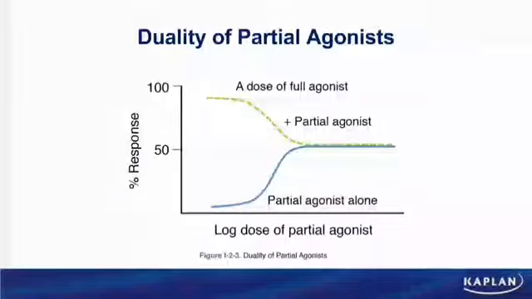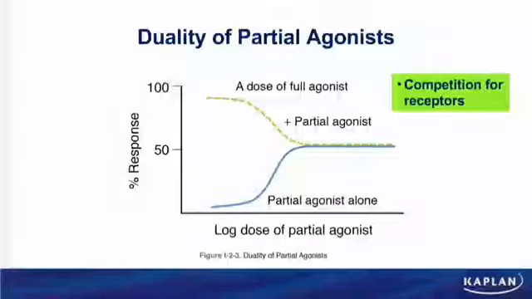This graph shows what's called the duality of partial agonists. You see, in the body, partial agonists can actually have different types of actions. By definition, a partial agonist can stimulate the receptor. It can act as an agonist, after all. This graph is here to show us what happens when a partial agonist is placed in the presence of a full agonist. Obviously, you can start to predict that the partial agonist and the full agonist can compete for the same receptors.